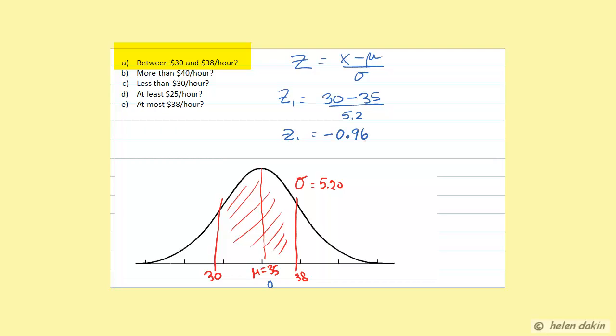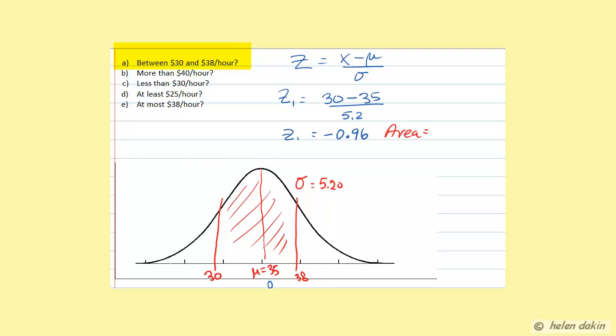Remember that the Z value just tells me how many standard deviations I am away from the mean. So this tells me that I am 0.96 standard deviations to the left of the mean. That's what that negative Z value tells me. Now, of course, along with that, I'm going to need to get an area for that.